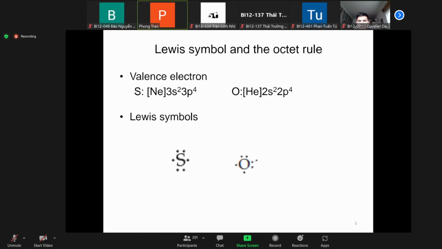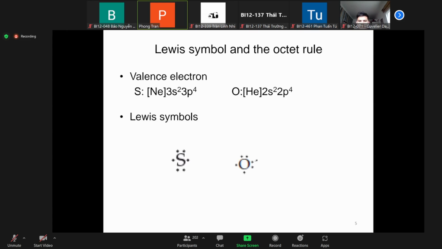Okay. When we learned about electronic configuration, we learned how we can write the electron configuration of one atom using the condensed structure. In the condensed structure, the core electrons are represented by the electron configuration of the inert gas standing before the element you are considering. So here you have the core electrons.